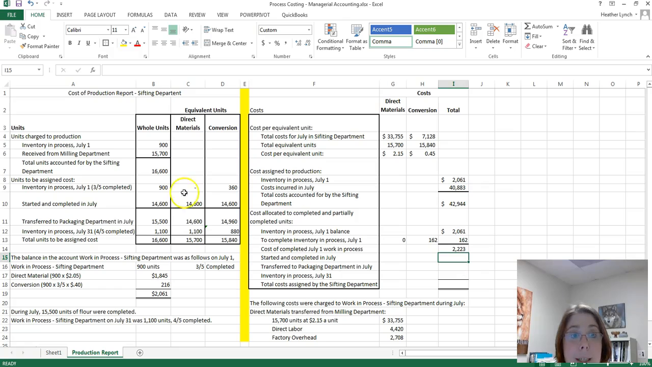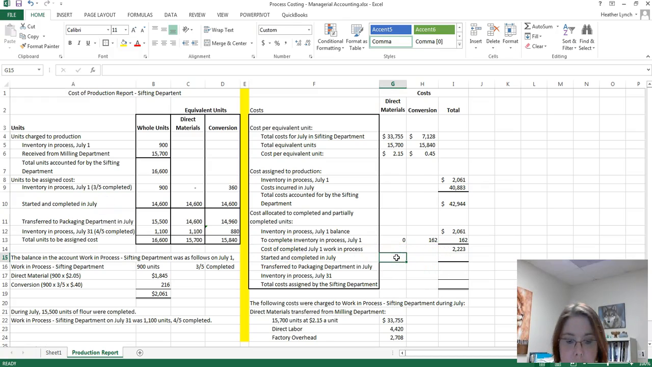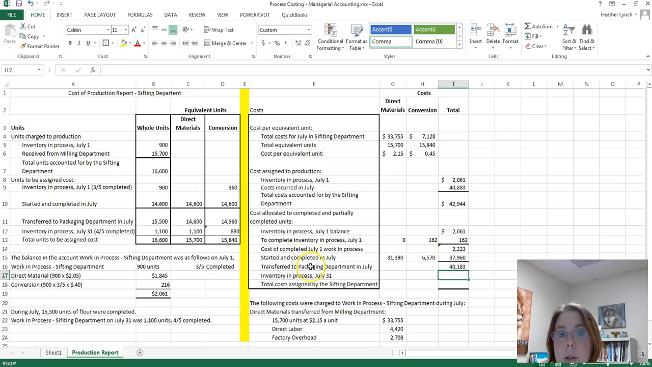Started and completed in July. Follow this. Started and completed in July. So we started 14,600 times the $2.15. The 14,600 times the 45 cents. Add these two together. Okay, this is the cost, the $2,223 plus the $37,960. That was transferred to packaging department in July.